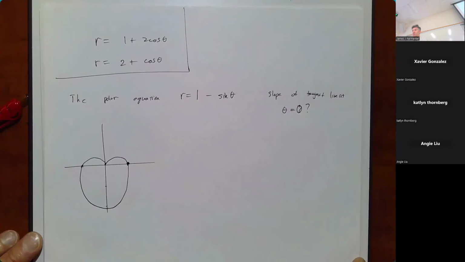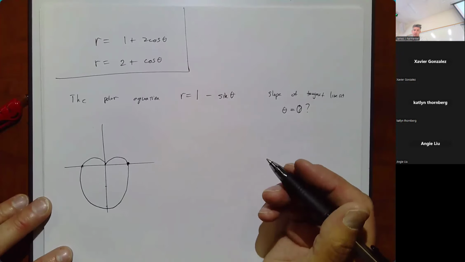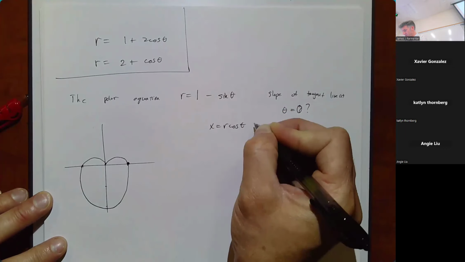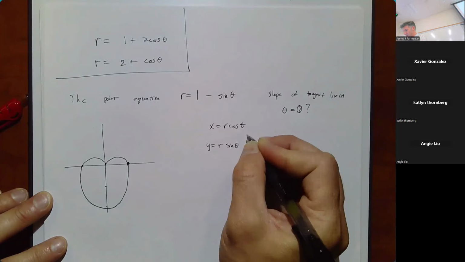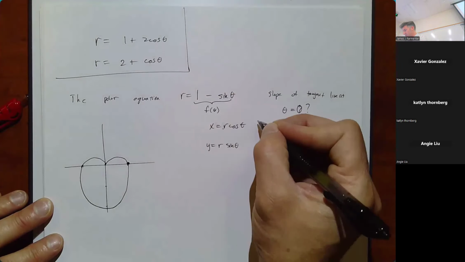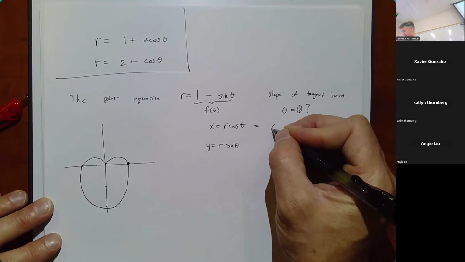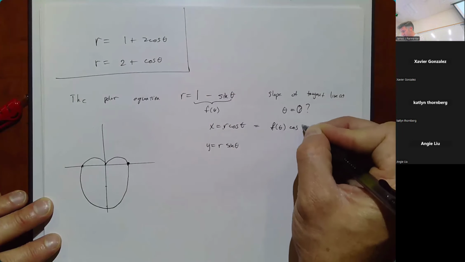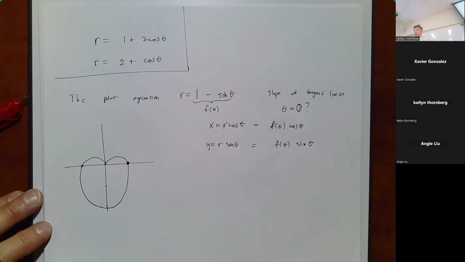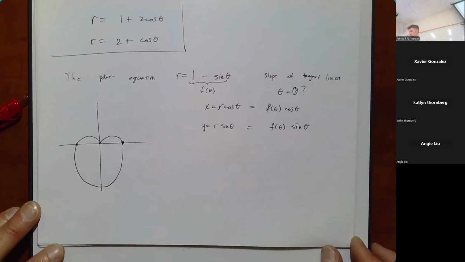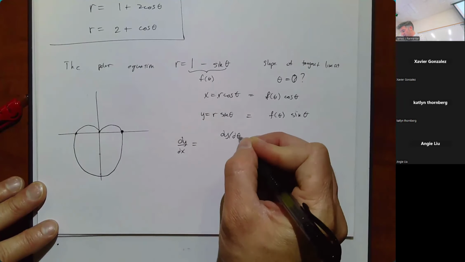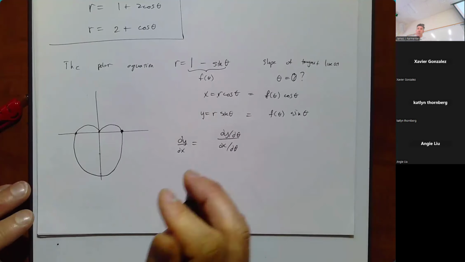Well, we can find this if we think about it as a parametric equation. So we can say that x equals r cosine theta, y equals r sine theta, and then we can replace the r with what r is equal to. So we can think of this as some function of theta. So x and y are really both parameterized as f of theta times cosine theta and f of theta times sine theta, which already feels like it's going to be terrible to find dy dx. So to find dy dx, hold your horses, it's going to be dy d theta over dx d theta, just like it was when it was parameterized as a function of t.